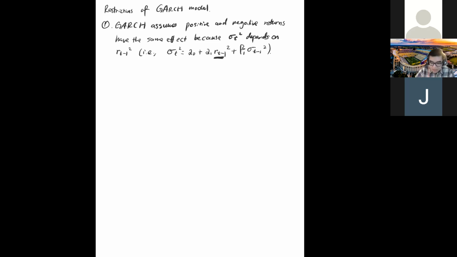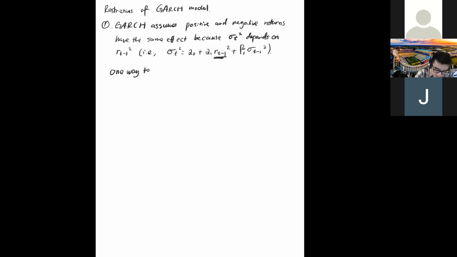So you can see this is r_{t-1} squared. For example, if in the last period you earn 5%, the effect of this positive 5% earning is basically the same as the effect of a negative 5% earning, right? So this is actually not very attractive. We actually want the positive and the negative returns to have different effects on the next period return.